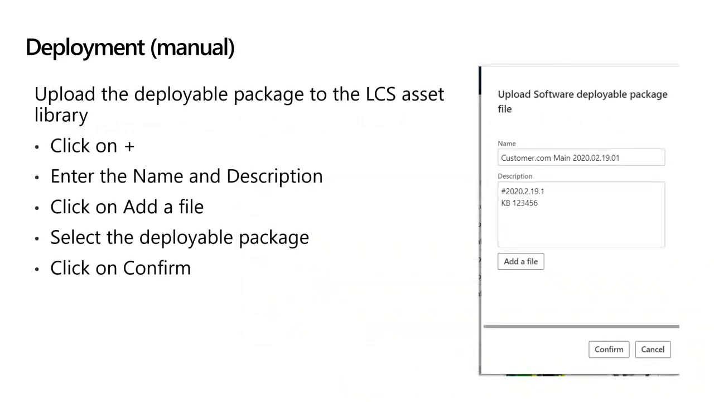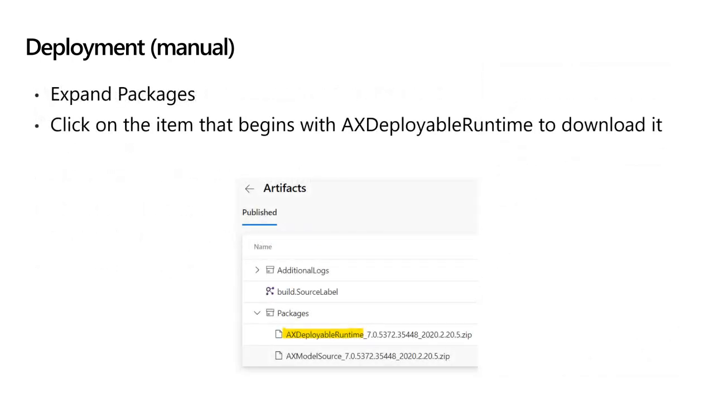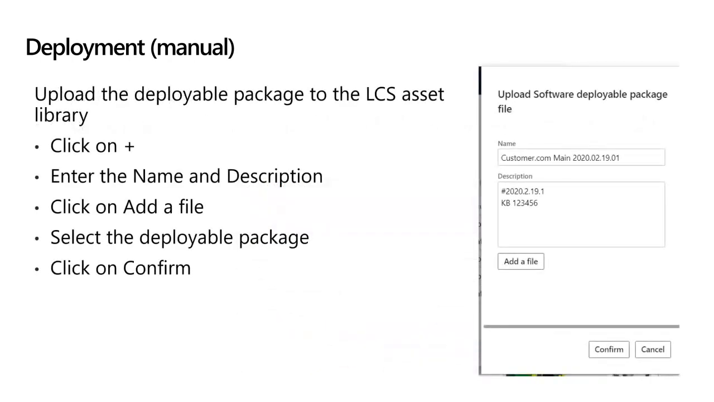When you click on the deployable runtime, it'll download. From there, you go to the asset library to create a new deployable package. You give it a name. So in this case, I named it, again, based on the customer name, and then the branch, and I gave it the date from the Azure DevOps build number.